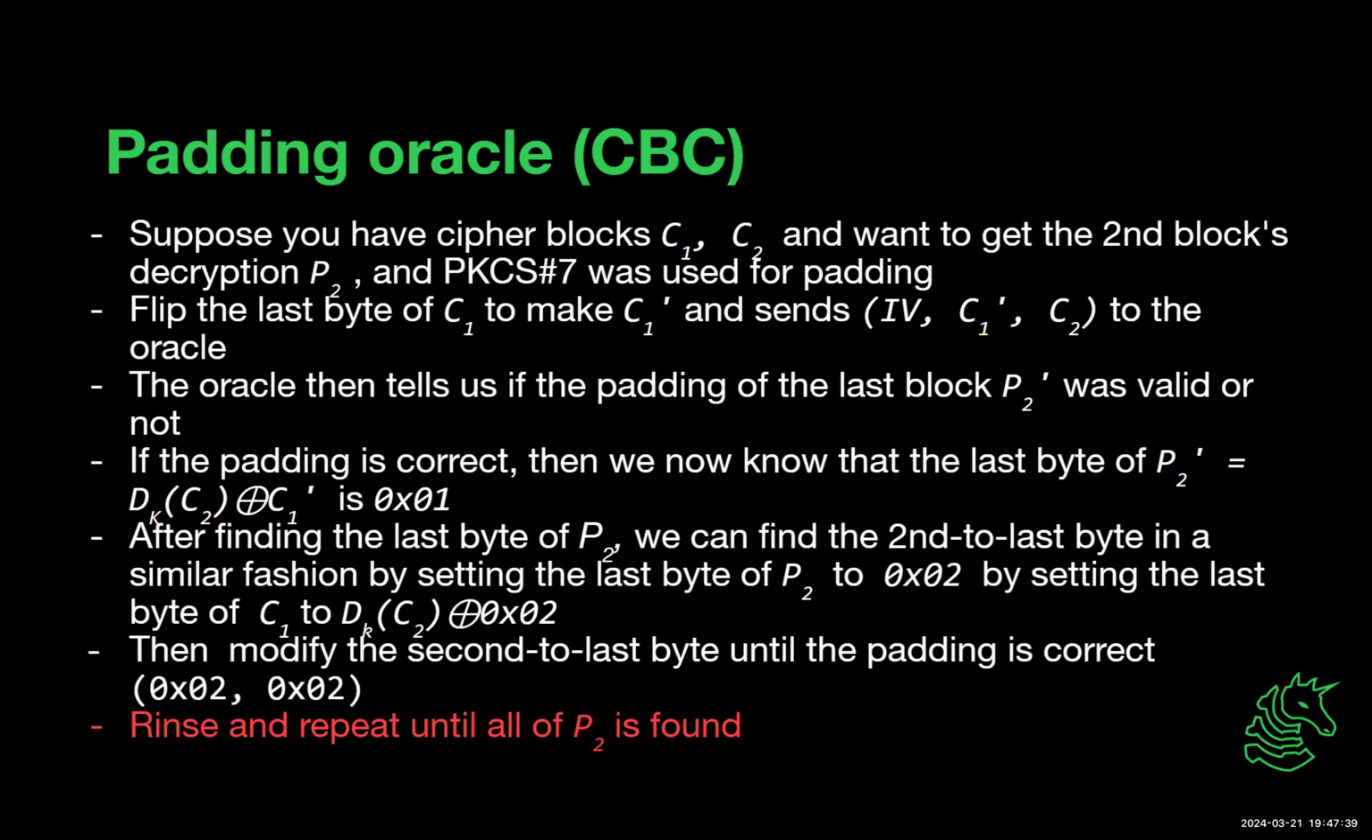So going a little more in depth here. Yeah, I know I'm running out of time soon. Suppose you have cipher blocks C1 and C2, and you want to know what the second block's decryption is. And you know that PKCS 7 specifically was used for padding. The idea is that once you have a block of any length from 0 to 15, then in order to pad it back to 16 bytes, you basically, how am I going to explain this?